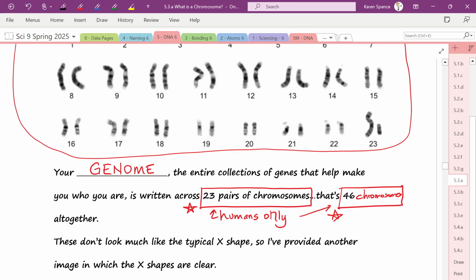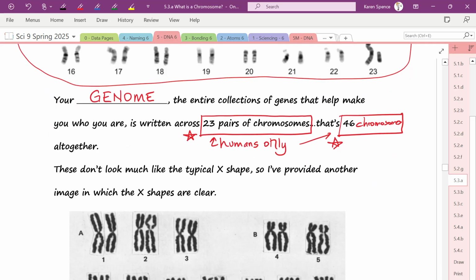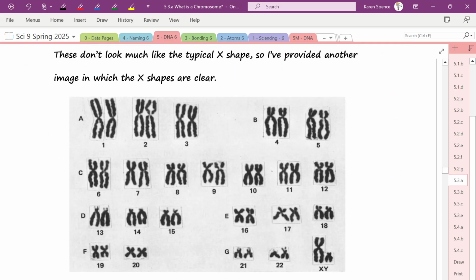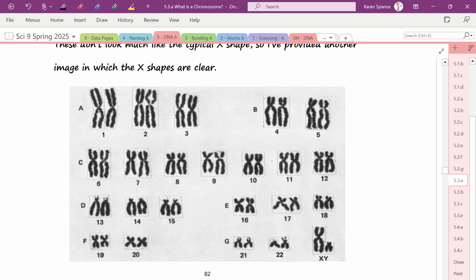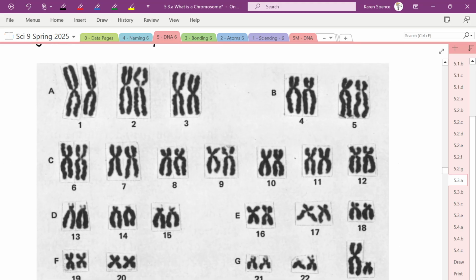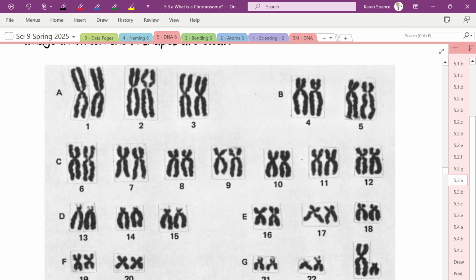They don't look much like the X-type shape, and that's because in order to make these sort of X-rays of them, they have to smush them, and sometimes they don't smush particularly well. But here is an image in which the X shapes are more clear, okay? So you can see that we have those X shapes.